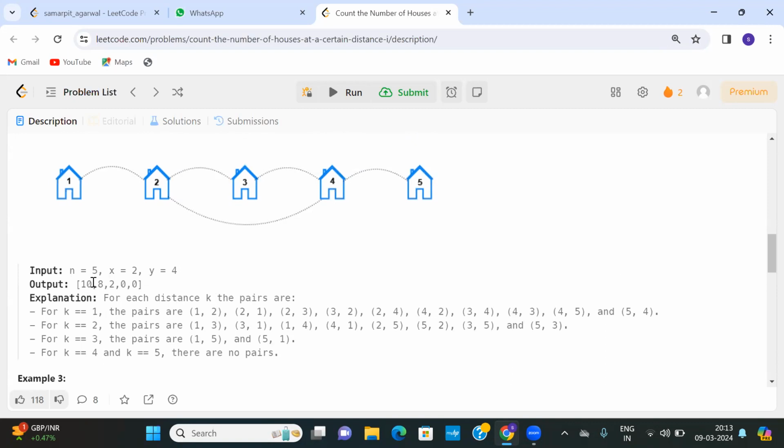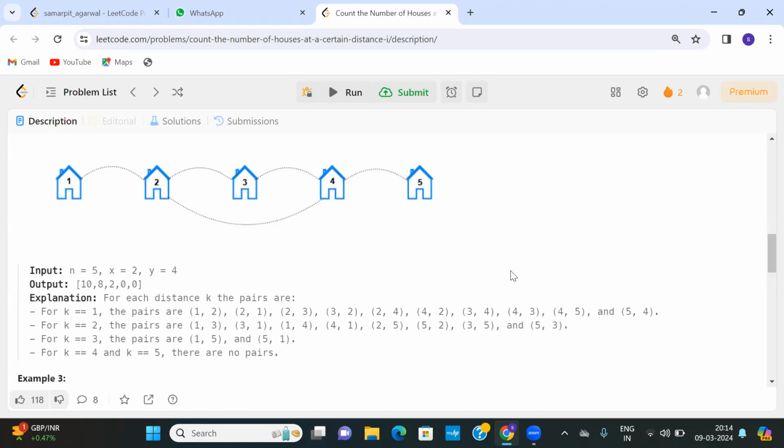For which the distance is 2, we need to return the result at the index of 1, which denotes the number of pairs for which the distance is 2. The number of pairs for which the distance is 3 is denoted by the result at the index of 2. So we need to return this result. I hope the question is clear to you all now.